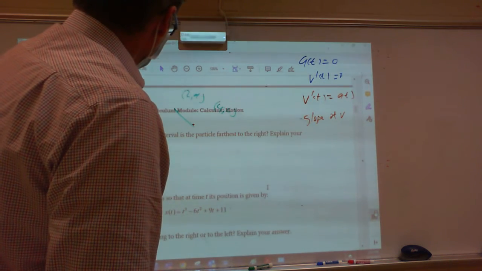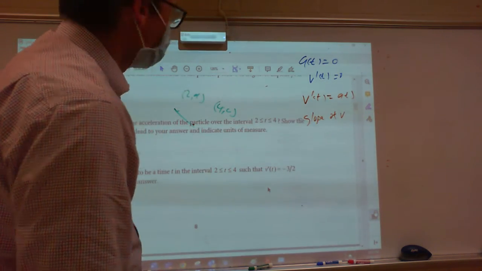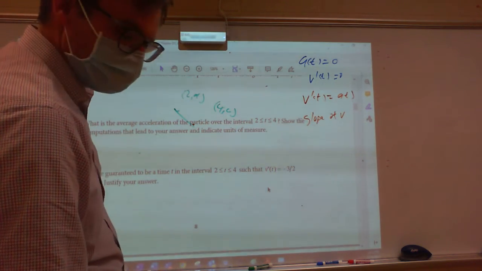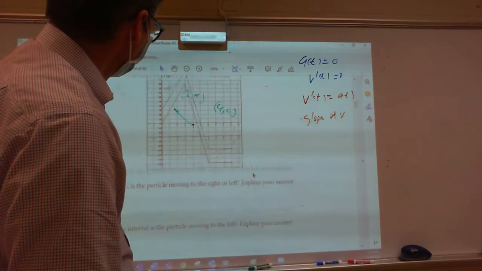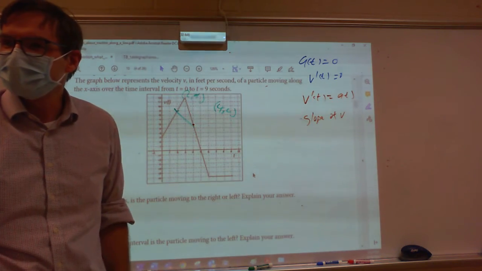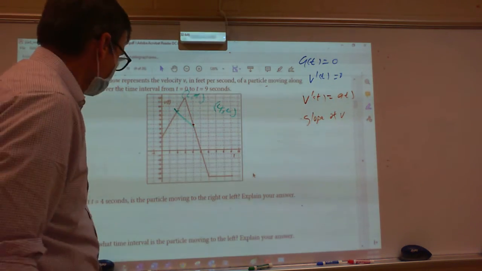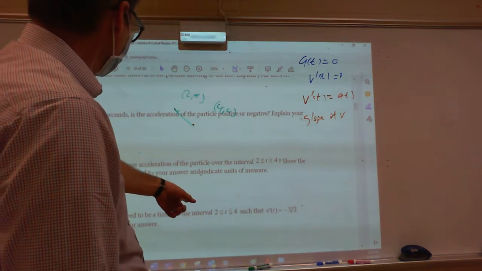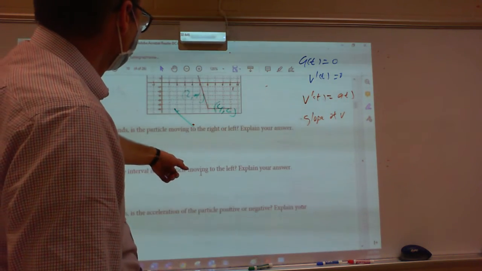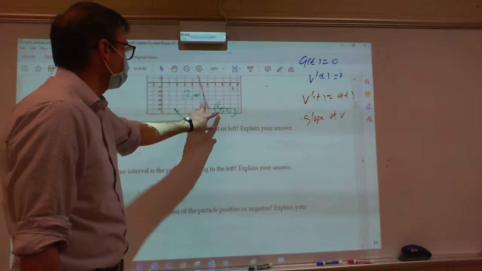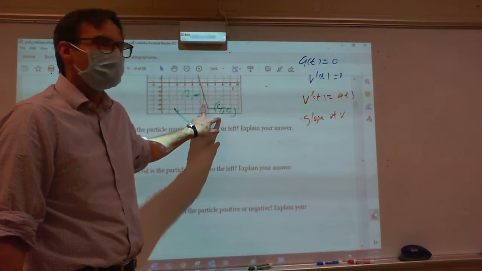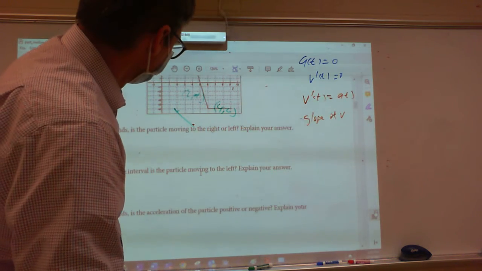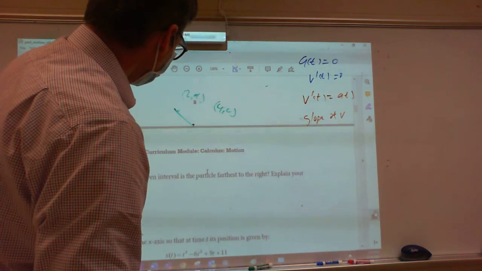Wait, so the answer to 4 would be 15? I think it's negative 3/2. Wait, I closed that wrong. You have to subtract: 6 minus 9 over 4 minus 2.